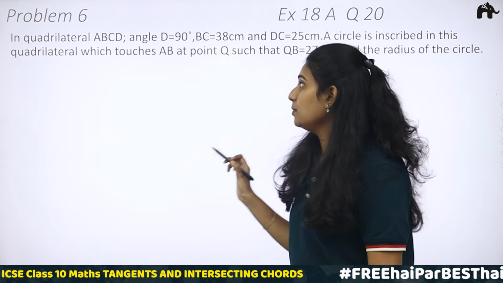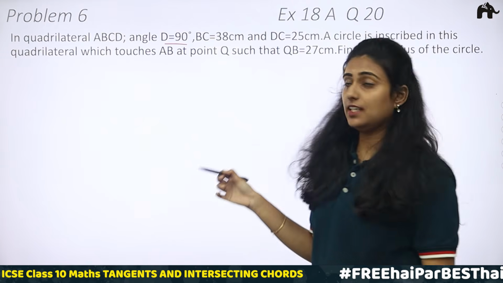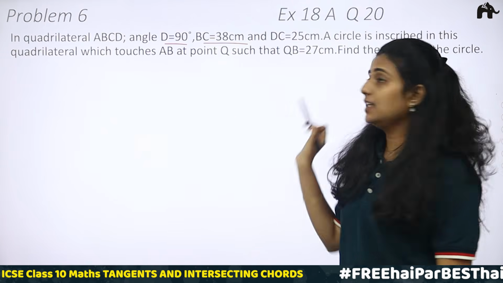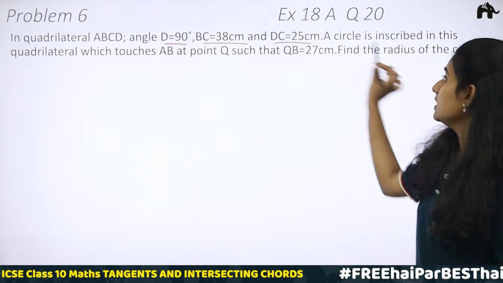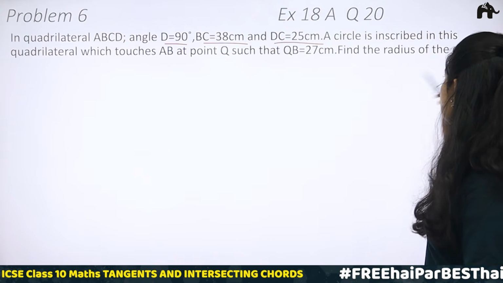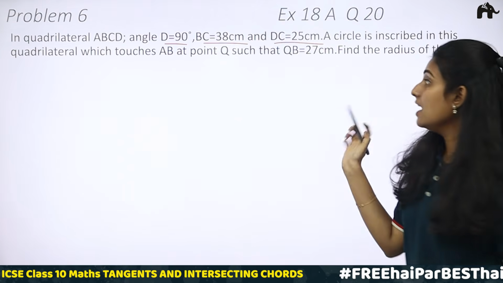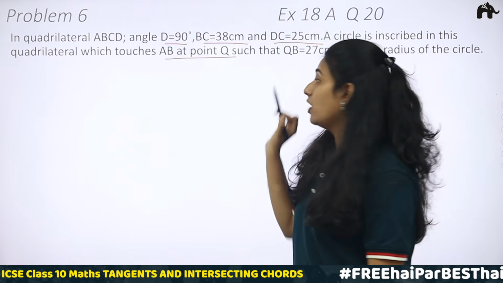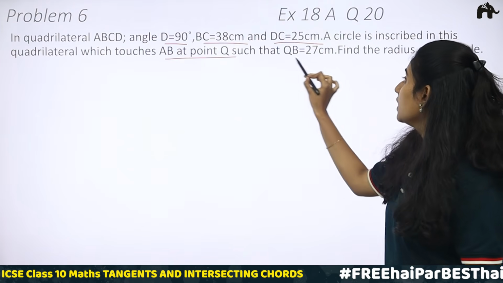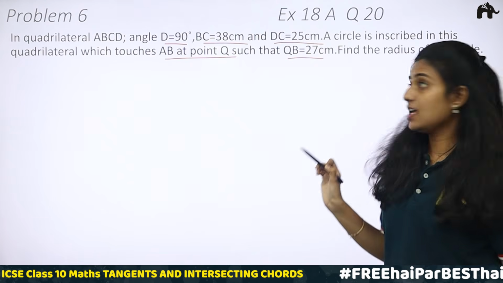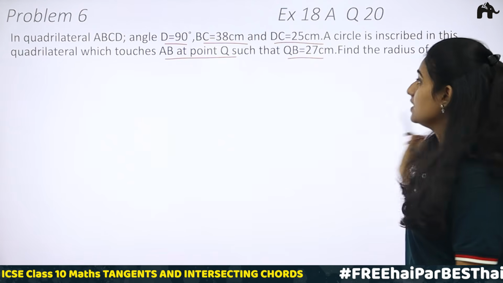Next, problem number 6, question 20 of exercise 18A. In quadrilateral ABCD, angle D is equal to 90 degrees, BC is equal to 38 centimeters and DC is equal to 25 centimeters. A circle is inscribed in this quadrilateral which touches AB at point Q such that QB is equal to 27 centimeters. Find the radius of the circle.